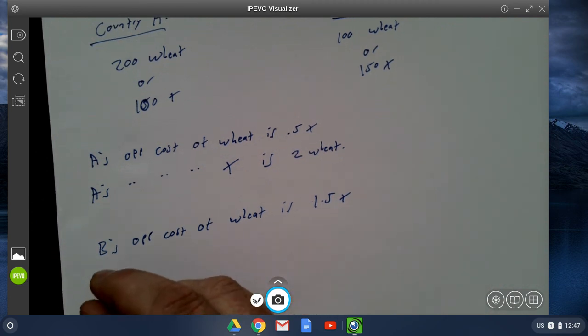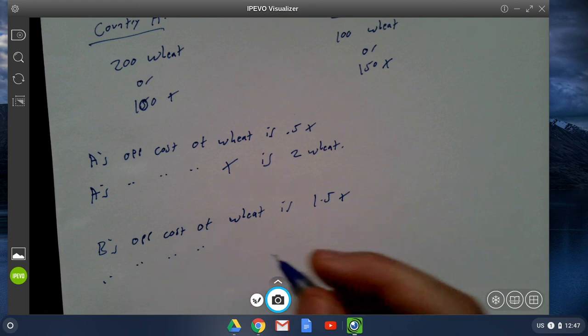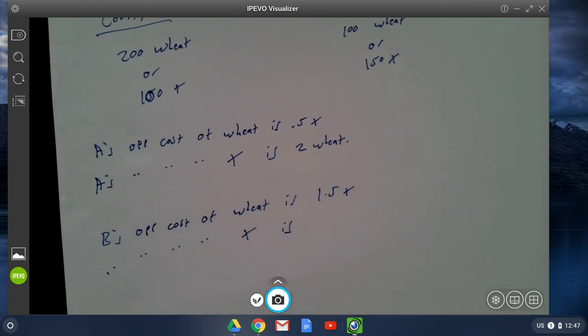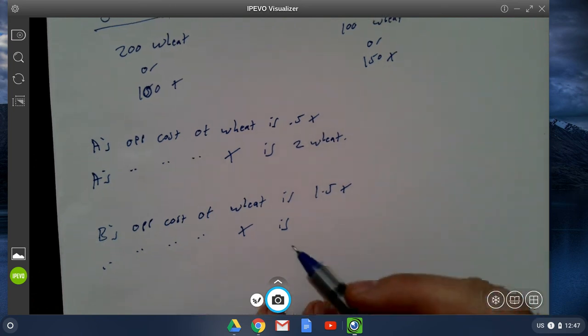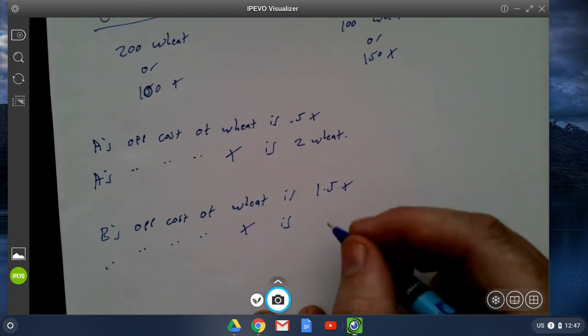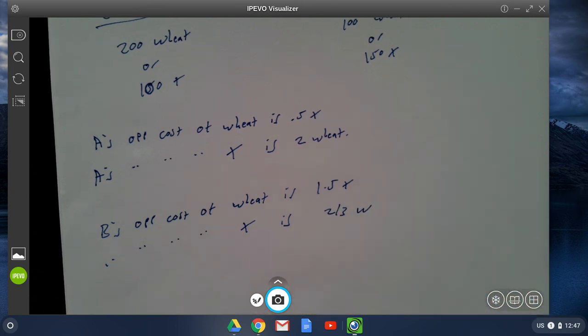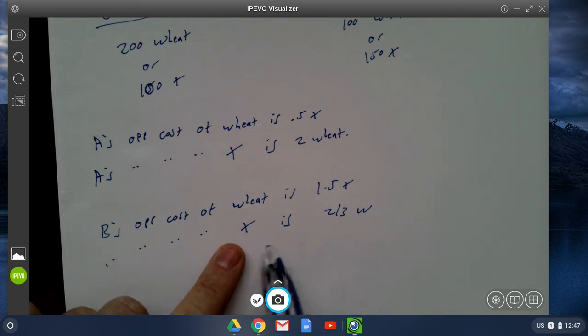Okay, and country B's opportunity cost of making unit X is going to be, right? So if we take, I'm going to pull out my calculator here. I probably should be able to do this in my head. But if we take 100 divided by 150, that's 2/3. So the opportunity cost of producing good X is going to be 2/3 of a wheat. Every time they choose to make product X, they're going to give up 2/3 of wheat.